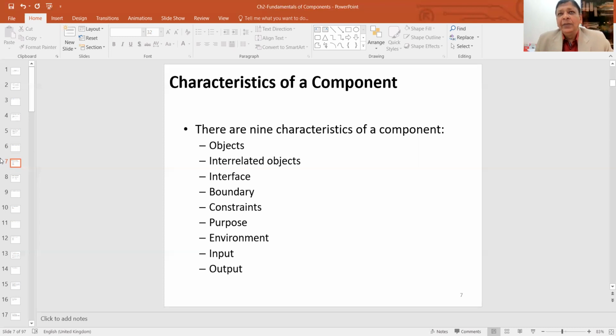Constraints are limitations, like integration constraints. I just covered protocol, language, operating system, specification, and architectural dependencies.